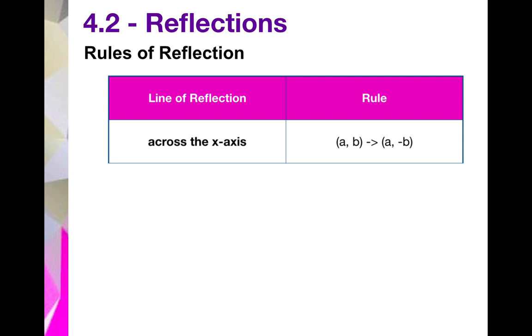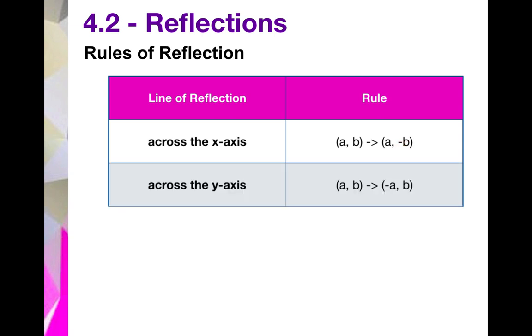Let's look at the rules for the reflection. The first one is across the x-axis. So if we're going to go across the x-axis, we're going to take AB, which is the xy components, and we're just going to negate the y component. If I go across the y-axis, I'm going to take the AB components and then I'm going to negate just the x part.